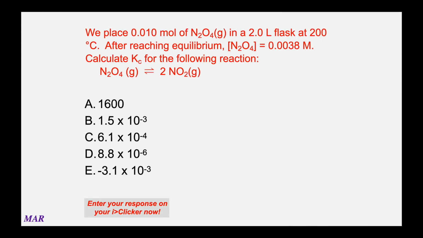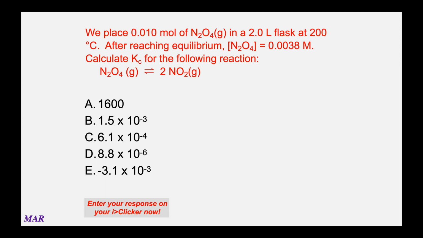First question, we place 0.010 moles of dinitrogen tetroxide in a 2-liter flask at 200 degrees Celsius. And after reaching equilibrium, the dinitrogen tetroxide concentration is 0.0038 moles per liter. Calculate Kc for the following reaction. And you can see that there's 5 possible answers down there. I encourage you at this point to pause the video and work on the question. And when you're ready, you can unpause the video and we'll talk about the answer. Pause the video now.